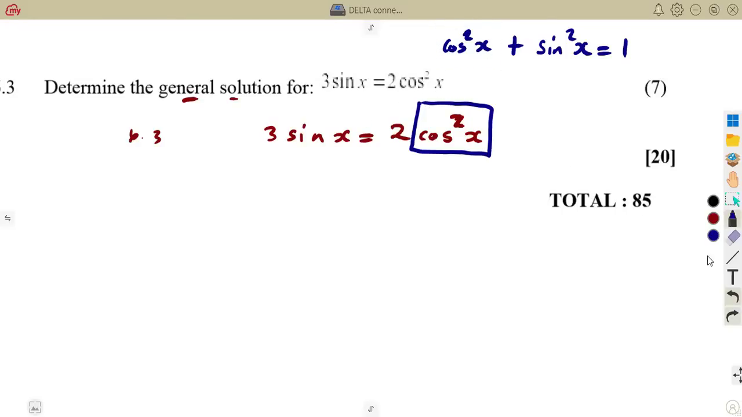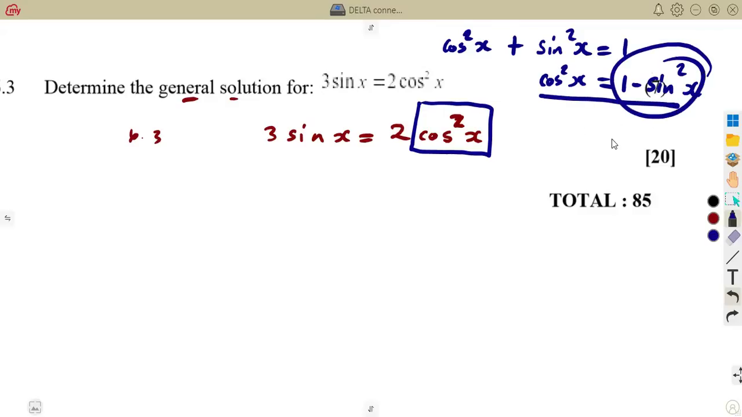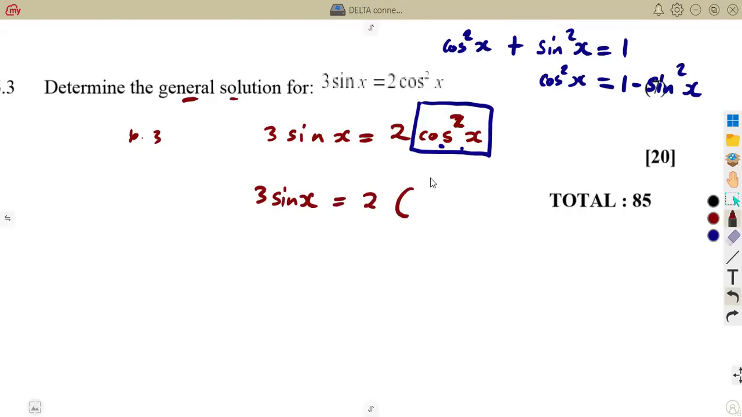So the cos squared of x is equal to, meaning I have to take this sine squared to the other side, 1 minus the sine squared of x. This is what represents the cos squared. If I have it, I can substitute it in. So I'm going to have 3 sine of x is equal to 2 into the cos squared, which is this part: 1 minus the sine squared of x.